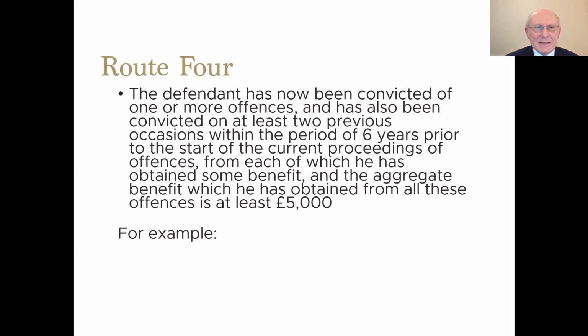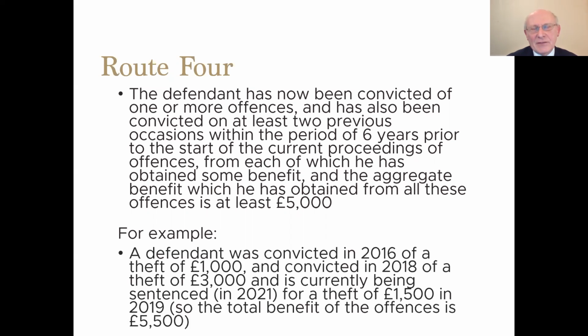So if you've got somebody, let's say, who's been convicted in 2016 of a theft of £1,000 and convicted in 2018 of a theft of £3,000 and is currently being sentenced in 2021 for a theft of £1,500 in 2019. So the proceedings for this theft must have started after those convictions in 2016 and 2018. Then we've got a total benefit of just over £5,000, and we have 2 previous convictions in that 6-year period, which ended when these proceedings started, and these proceedings will generally start when he's been charged. And so he has a criminal lifestyle. Those are the 4 routes to a criminal lifestyle.